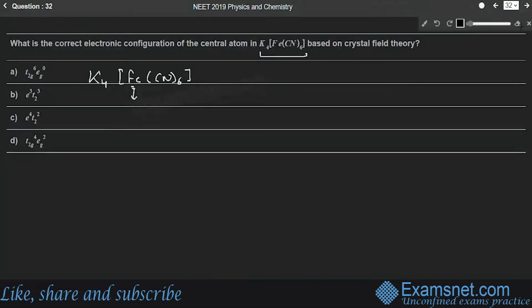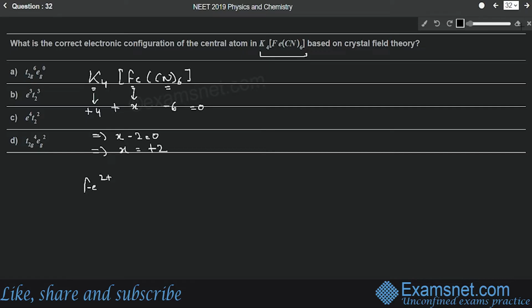We'll assume that it is X. We know that the oxidation state of potassium is +1. So we have 4 potassium, that means +4. Also we know that the oxidation state of cyanide is -1. So for 6 cyanide it will be -6. Now on adding these we'll get 0. That means X minus 2 is 0. So the value of X is +2. That means we have Fe2+ ion in this compound.